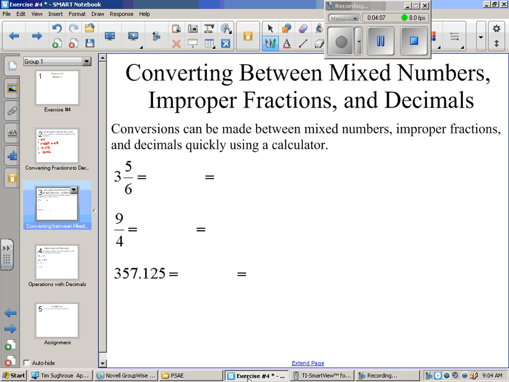This is the same thing as 23/6, which is 3.83 with the 3 repeating. Okay? Questions on that? Let's go to the 9/4.